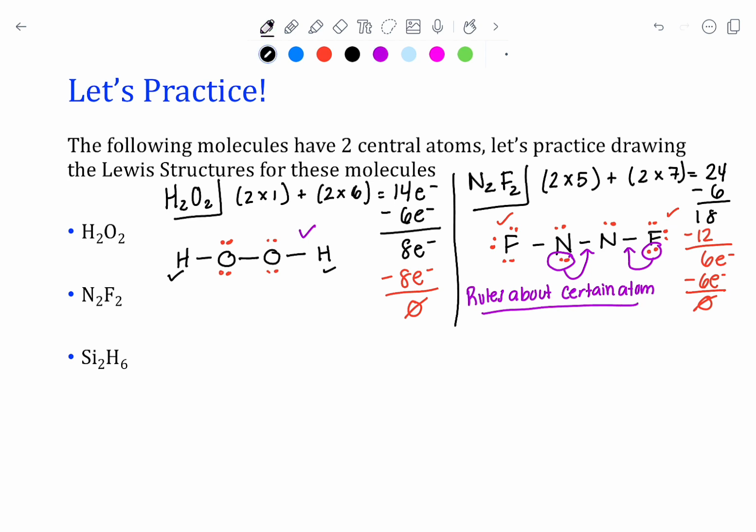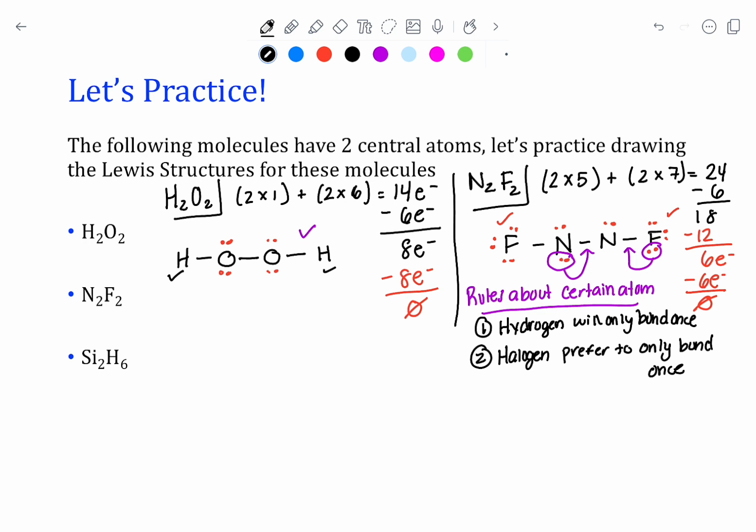The first one, hydrogen will only bond once. The second one, halogens prefer to only bond once. Can they bond more than one time? Yes, if it's the only option, but if there is another option, then it will not bond more than once. So halogens prefer to bond only once.